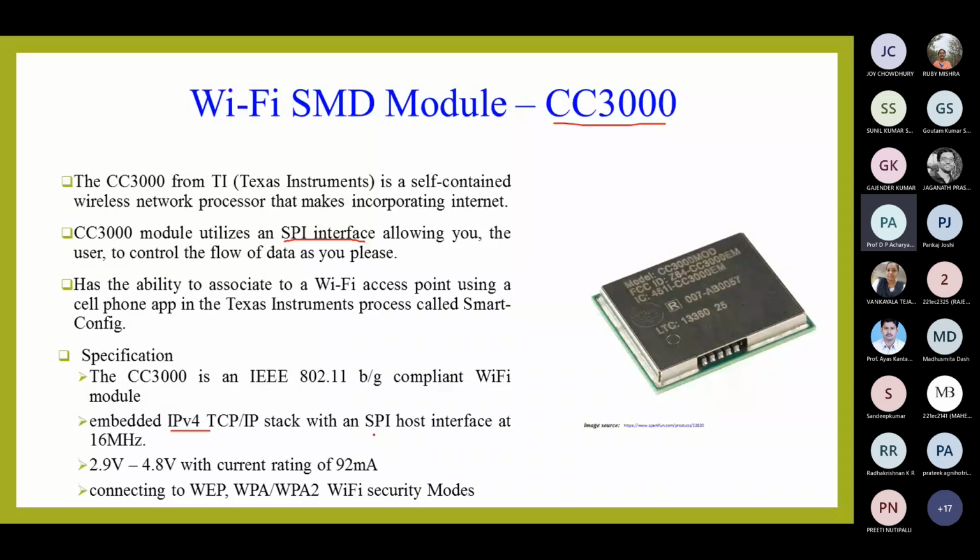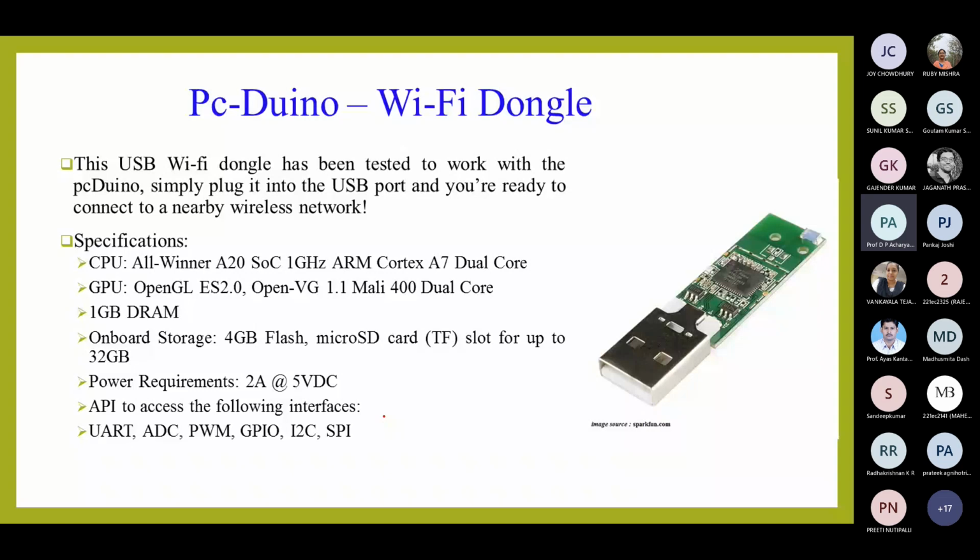It works at 2.9 volt to 4.8 volt with a current rating of 92 milliampere. Of course, there are security aspects built into this. So this is also used in many applications. Then people use a Wi-Fi dongle.